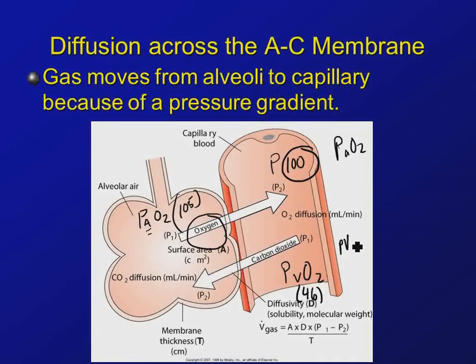We said that the venous value was 46. We didn't really talk about this, but that ends up becoming 40, so that my arterial value is again 40. There's an equilibration that exists. It's going to diffuse across until the pressures on either side are the same.